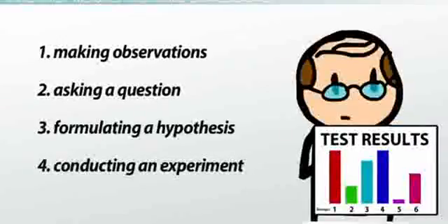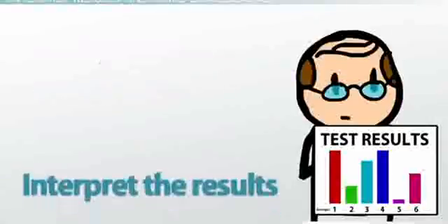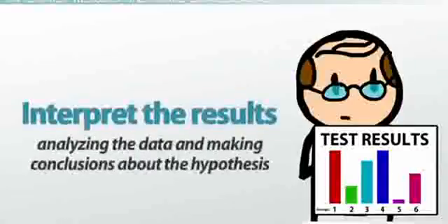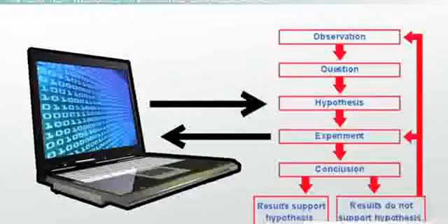Once the experiment has been conducted and all of the data has been collected, the next step in the scientific method is to interpret the results. The interpretation of the results includes analyzing the data and making conclusions about the hypothesis. First, the data is analyzed statistically to determine how the data from the experiment relates to the hypothesis and predictions proposed.